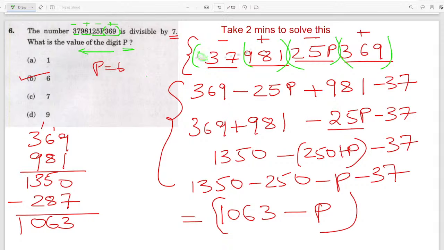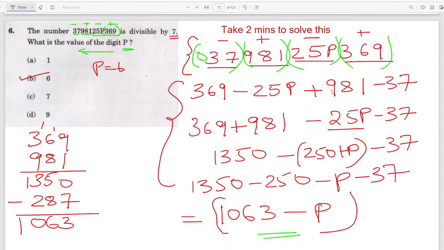It can be written as 037. This is 3 digits. And then from the left, we start with plus and then alternate minus, plus, minus. We calculate the sum of these 3-digit numbers, and that final sum should be divisible by 7. Only then is this whole number divisible by 7. So what we have done is we have written 369 minus 25p plus 981 minus 37.